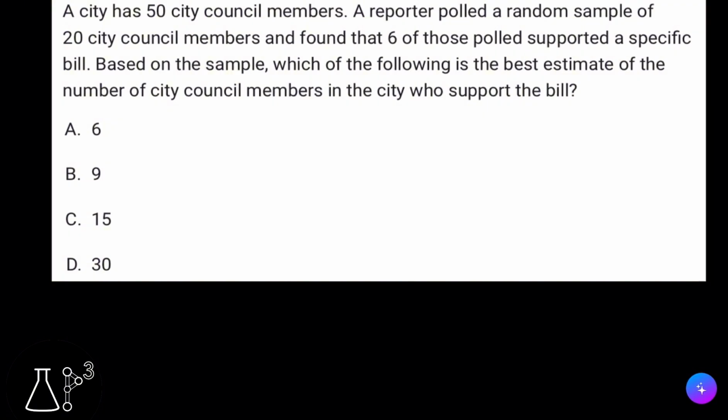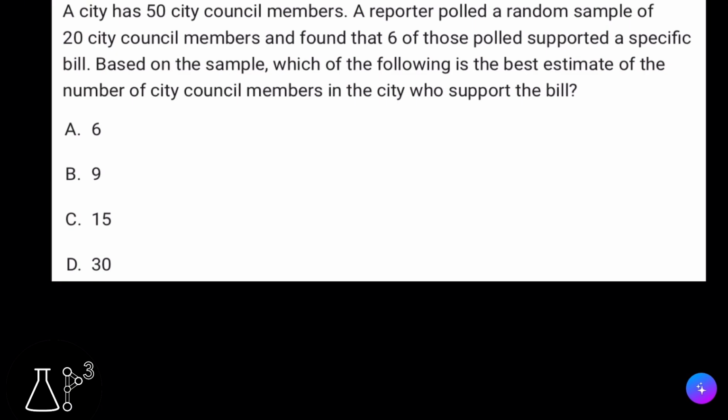A city has 50 city council members. A reporter pulled a random sample of 20 city members and found that 6 of those polled supported a specific bill. Based on the sample, which of the following is the best estimate of the number of city council members in support of the bill? So let's digest all the information.